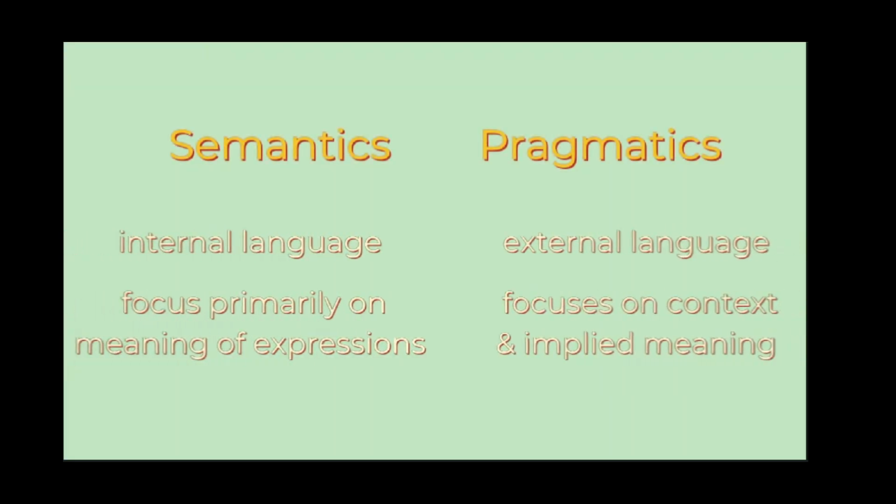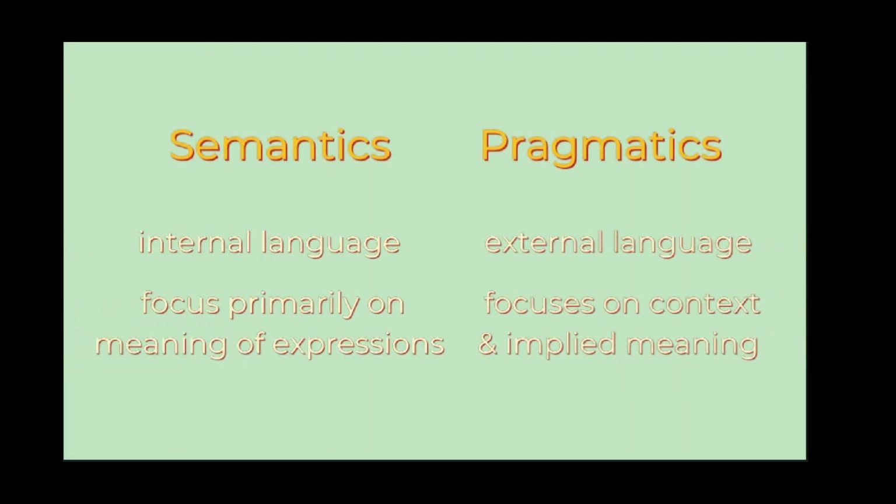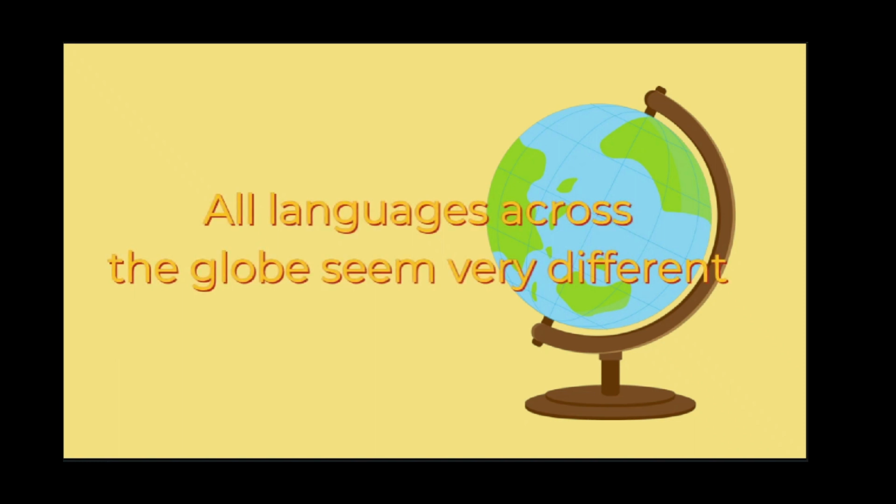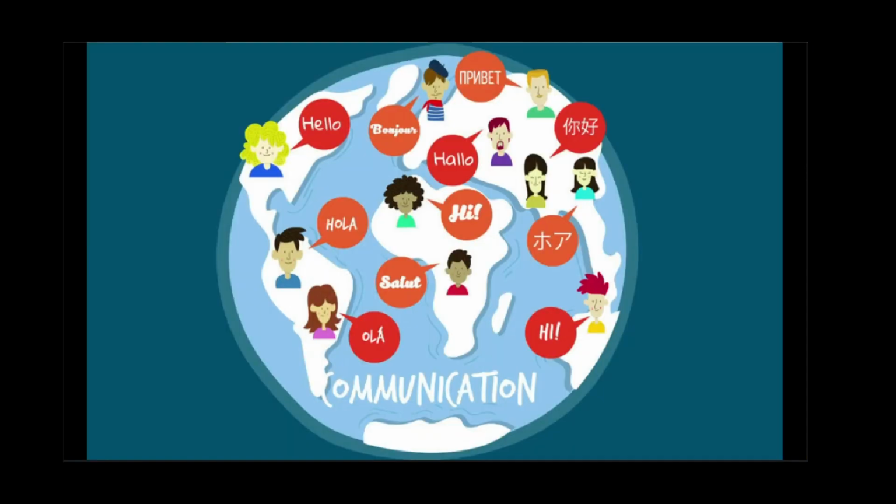There are differences between semantics and pragmatics. Semantics has a more internal focus on the meaning of expressions, while pragmatics has a more external focus on context and implied meaning. All languages across the globe seem very different, but in the end, they all exist because of the same 5 branches of linguistics. Thanks to these branches, we are able to connect, communicate, and share our lives with each other.